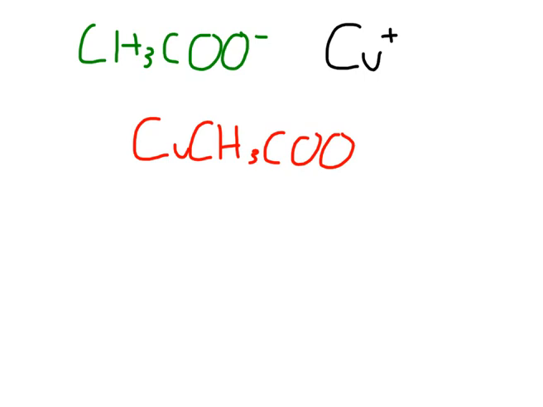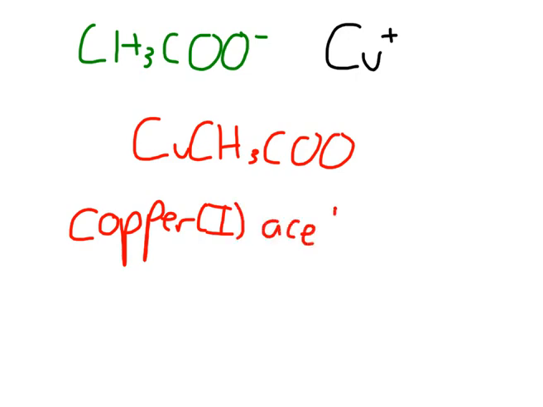Now I need a name. Previous rules still apply, so since copper is a stock metal, since it's found in the transition block, I need to have my Roman numeral. Copper 1 acetate would be correct in this case.